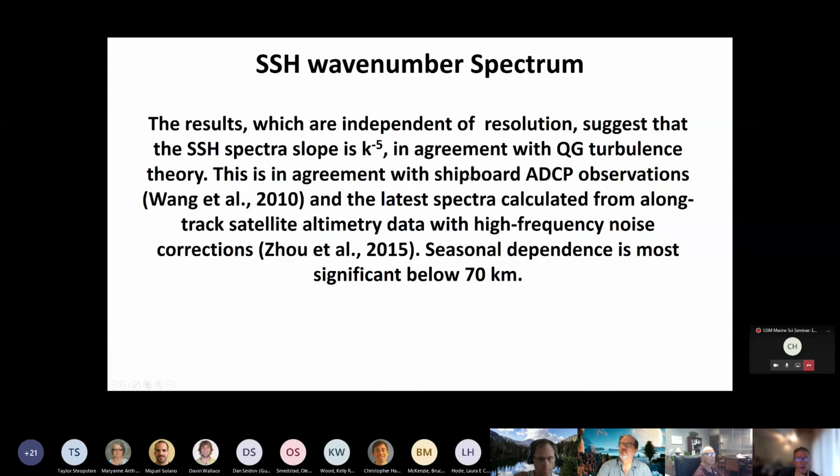So that's in good agreement with QG turbulence theory. And it's also in good agreement with some observations, both in situ and from satellites. There is a seasonal dependence, but that seasonal dependence is mostly in the smaller scales, like I showed before, and showing the vorticity movies.